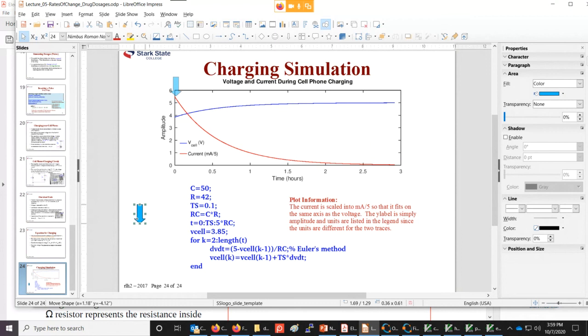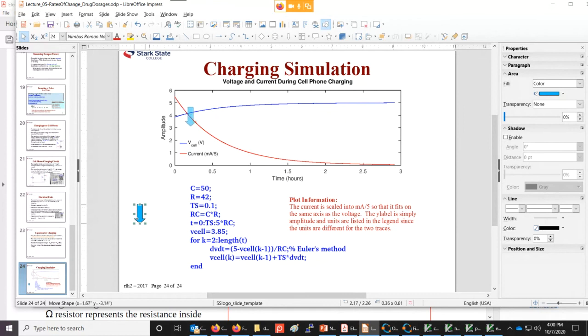And then also notice the red is the current. So when you first start charging your cell phone, you get a very high current. And as the charge of the cell phone increases, the current actually decreases. So when you're almost charged up, like after 2 hours here, the thing was almost fully charged, and therefore you're adding very little to it.